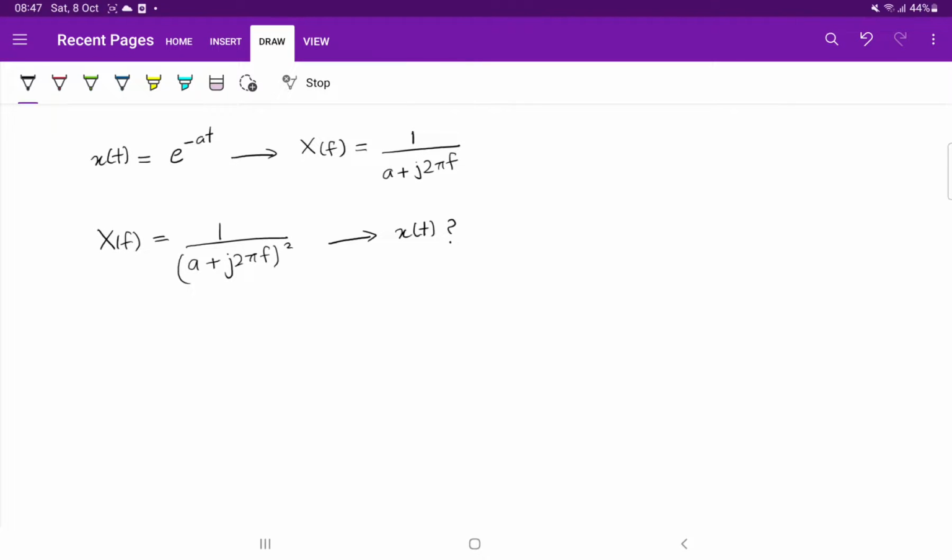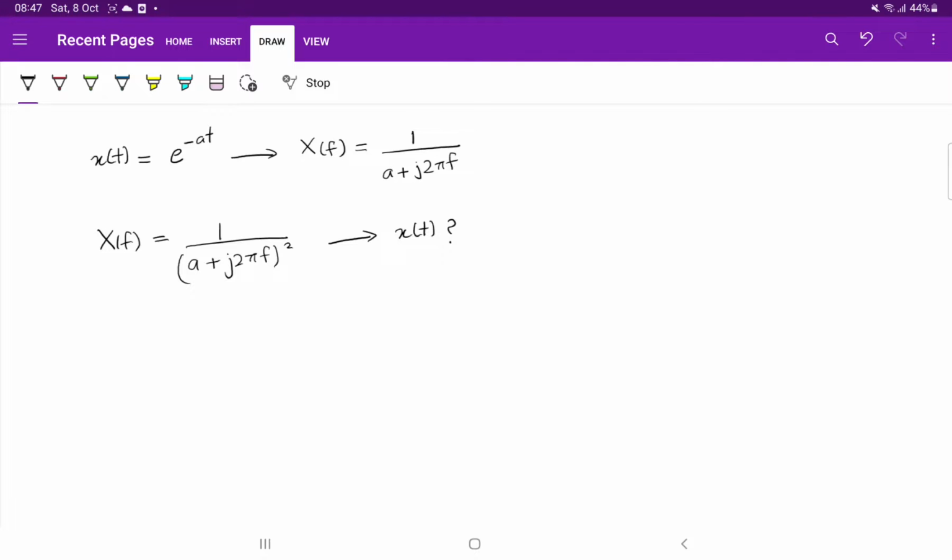Hi guys, in this video we are going to learn about a question from inverse Fourier transform. In our previous videos we have already learned about the Fourier transformation, and if you haven't watched those videos, I have given the link in the description so you can always watch that. So let's begin with this question.